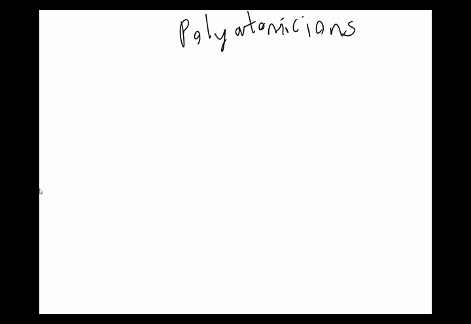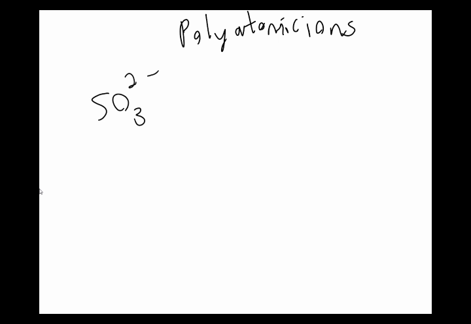Polyatomic ions. So what's important to understand is a polyatomic ion is a molecule, a covalent compound that has gained or lost electrons, right? So for example, SO3 is a molecule, but sulfate is a polyatomic ion.